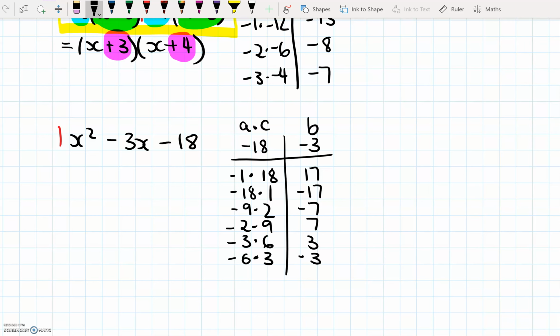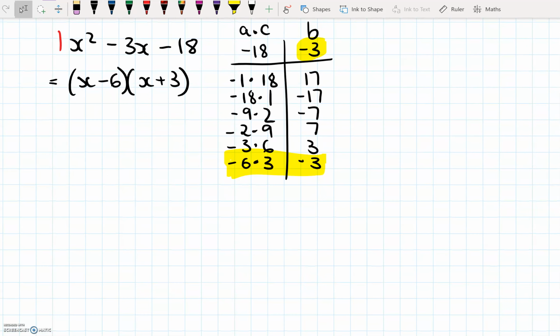Okay, and we were looking for minus 3. So we know it's this one. Okay, so no longer bother with all this splitting the middle term and everything. All we're going to do now is we're going to say equals brackets. We have minus 6, so we're just going to write x minus 6. And we have plus 3, so we're going to say x plus 3. And we are done. That's all you need to do.